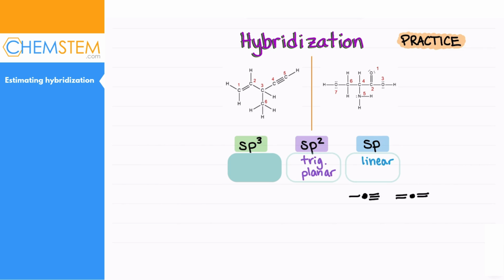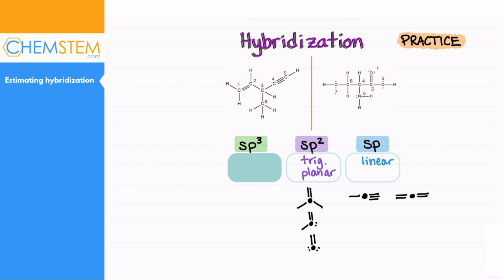For sp² hybridization, you're going to look for trigonal-planar electron region geometry. That is often going to be a double bond, a single bond, and a single bond, or a double bond, a single bond, and a lone pair, or you might have an end-cap type of oxygen, which is a double bond and then lone pair, lone pair.